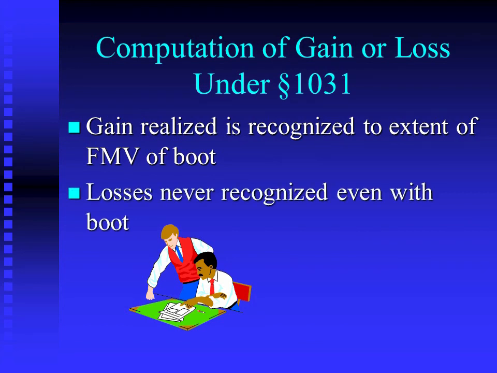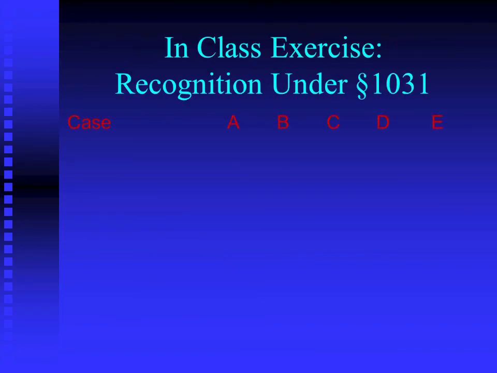Right? Losses are never recognized, even with boot. So if I engage in a qualifying like-kind exchange, I will always defer my losses. When you defer losses, the basis in the replacement property gets bigger. When you defer gains, the basis in your replacement property gets smaller. So I got the same situation here.